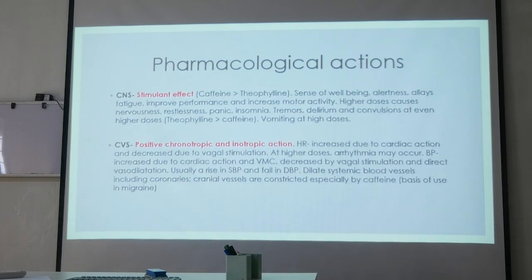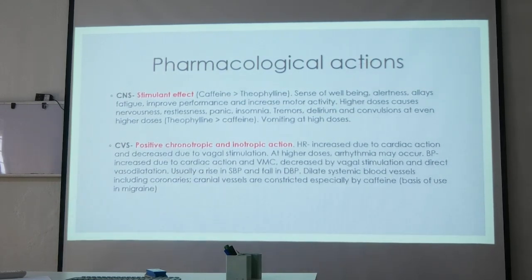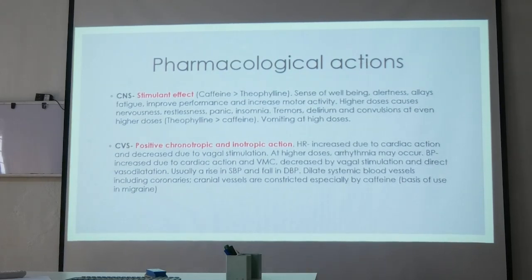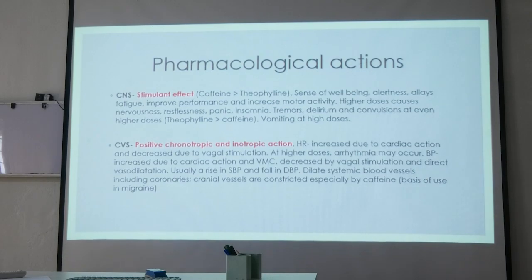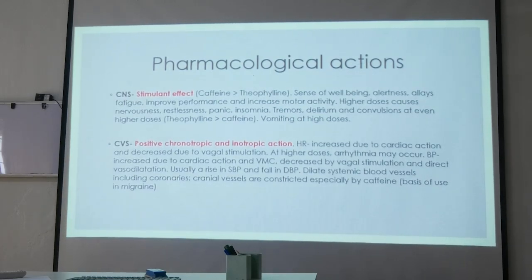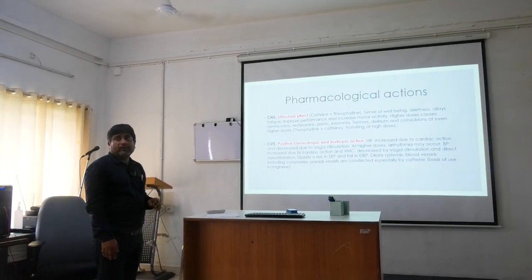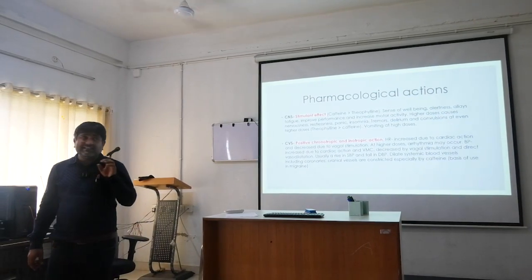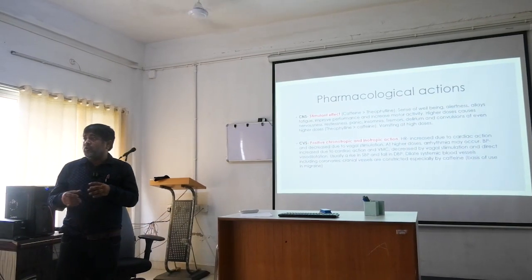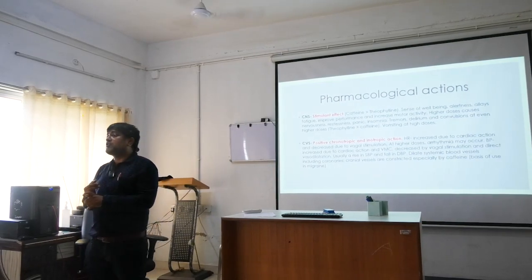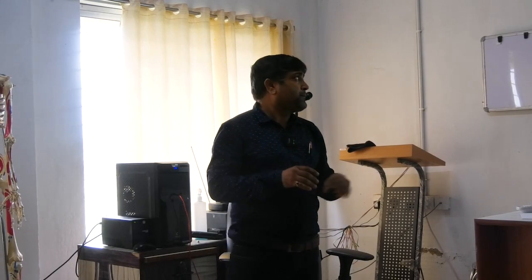Pharmacological action of methylxanthines. On the central nervous system, it has a stimulant effect. The patient has a sense of well-being, is more alert, fatigue is allayed and performance improves. These actions are more with caffeine than theophylline. But higher doses can cause toxicity: nervousness, restlessness, panic, insomnia, tremor, delirium and convulsion, and even vomiting. The toxicity is more with theophylline than caffeine.